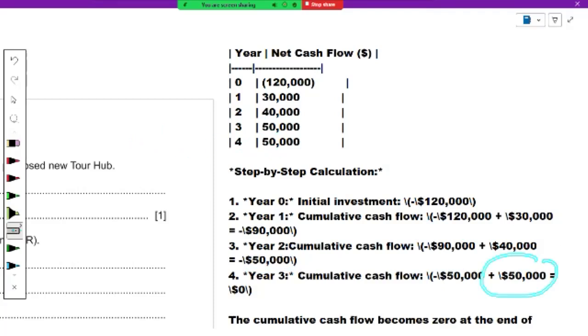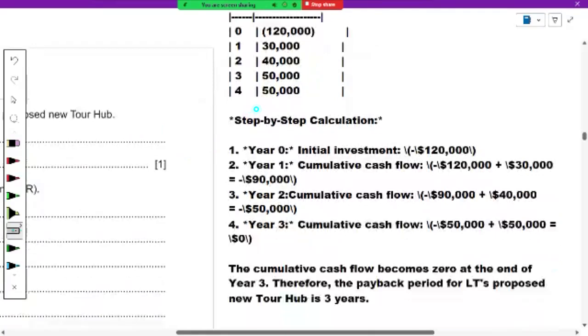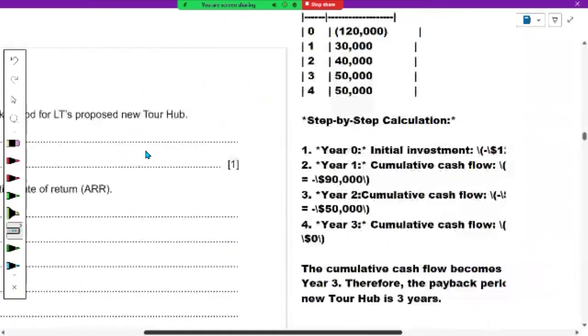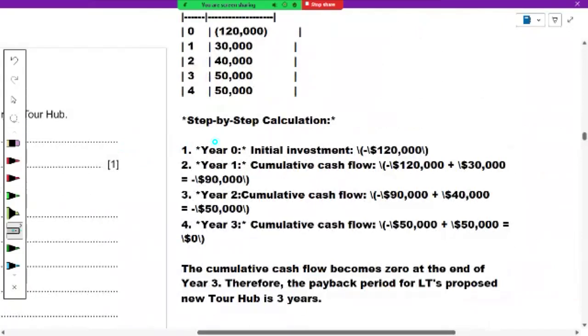As you can see, we altogether covered all the investment which we invested in year zero. So in year three there is a zero amount. It means that we already covered all the invested amount, which is $120,000. So its payback period is 3 years. After 3 years we will have our total investment of $120,000 back. Okay, so this is our answer. The cumulative cash flow becomes zero at the end of year three. Therefore, the payback period for LT's proposed new tour hub is 3 years.